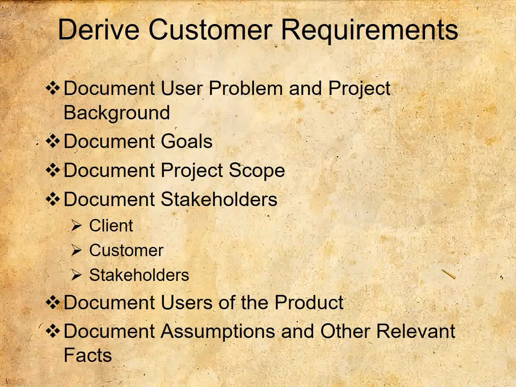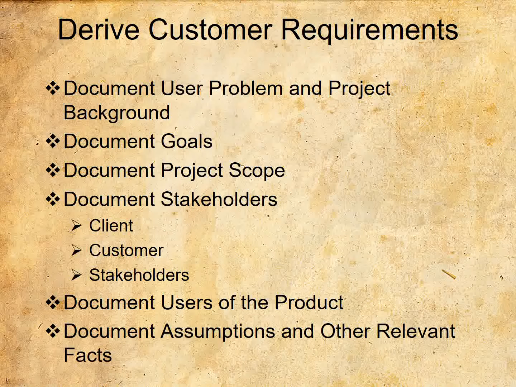Document user problem and project background. A requirements analyst can review the as-is assessment document and document the project background and describe the user problem in the customer requirements document. Document goals. Review the goal model and document the goals of the project in the customer requirements document. Document project scope. Document the scope of the project as defined in the to-be process vision, to-be process design, and to-be architecture documents.